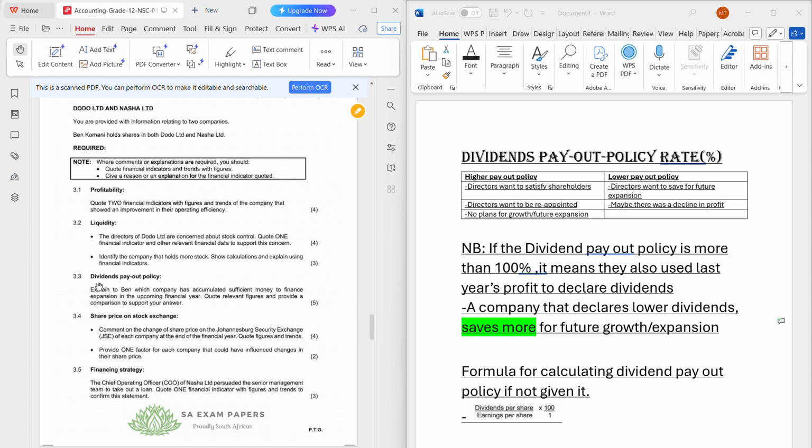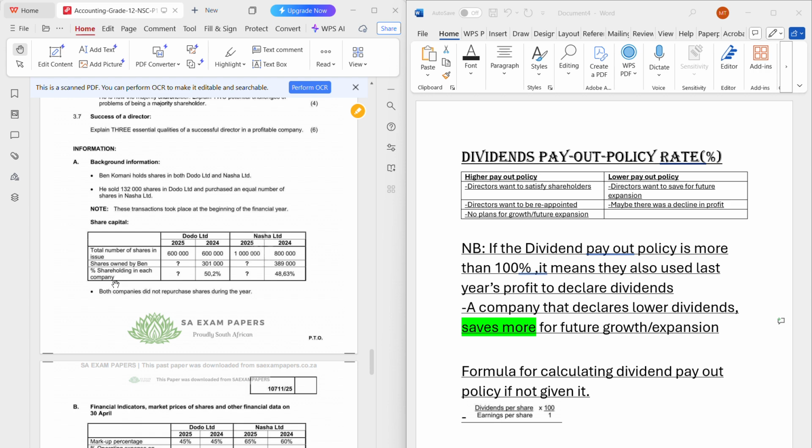So obviously it says dividends payout policy, and we are going to touch on this. But the question says which company accumulated sufficient money to finance expansion. So let's come here. I have said that a company that declares lower dividends saves more for future growth or expansion. So even here it means the company that declared a lower dividends is the one that accumulated sufficient money to finance expansion. So these notes are very important. Let's go to our information.